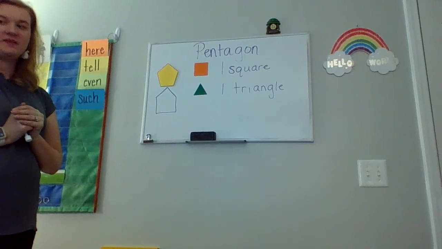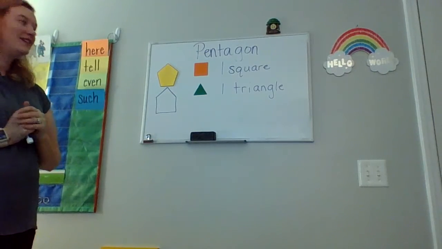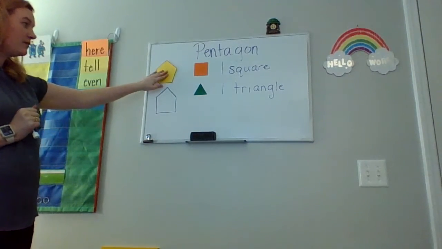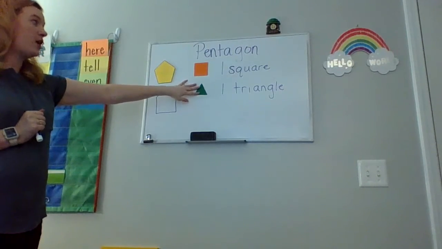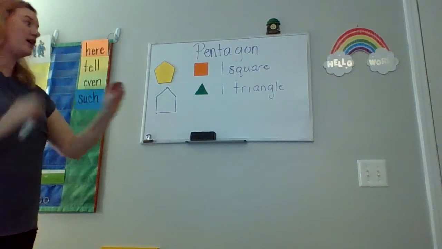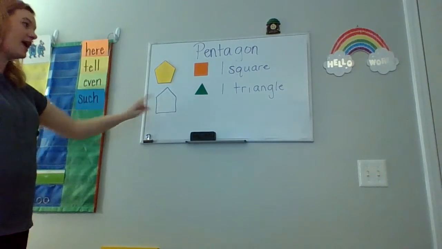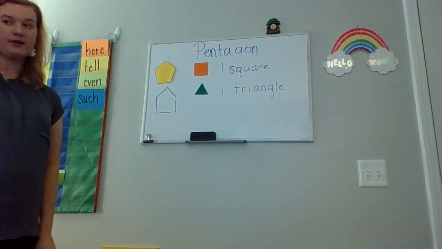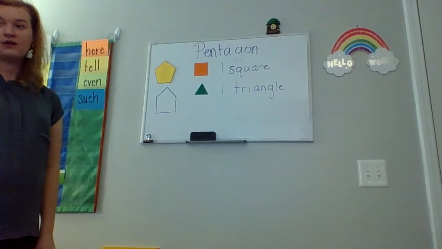Did I say scariest or meanest? I forget which one. So you're taking 1 square and 1 triangle and putting them together to make a pentagon. Looking at how we draw pentagons sometimes. Okay?